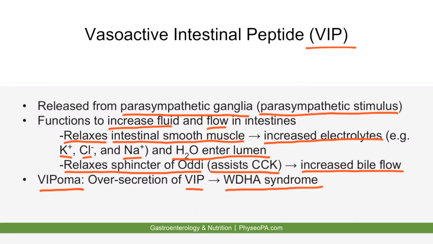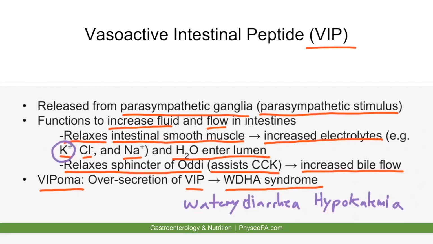And this just stands for watery diarrhea, hypokalemia, which makes sense because potassium is an electrolyte that is secreted in excess when VIP is in excess. And the A stands for achlorhydria, which also makes sense because chloride is oversecreted.